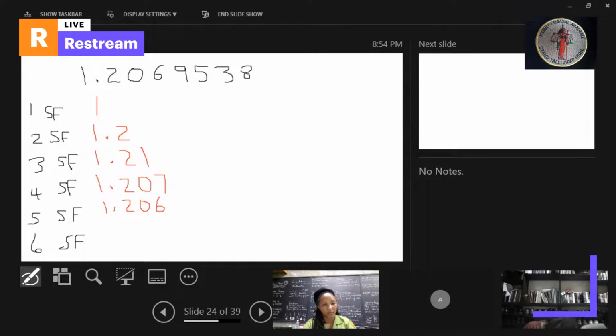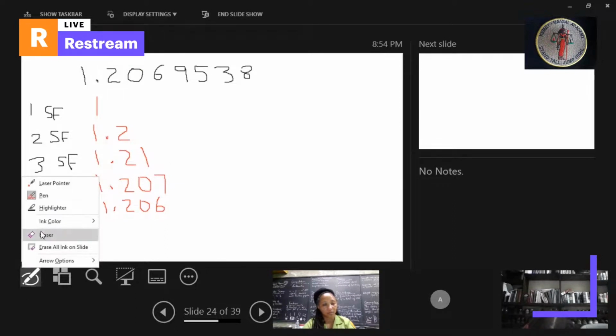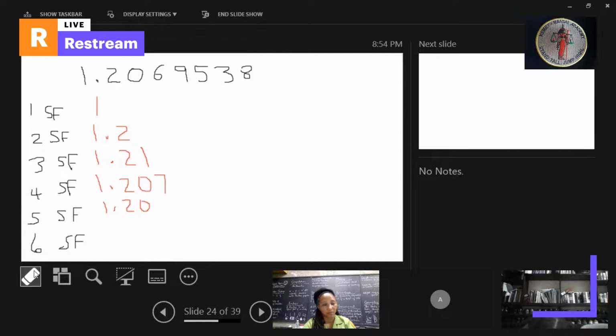Miss, we're going to erase the 6, because the number beside the 9 is 5, so we're going to add 1 to it, and that brings 10, and then we're going to add 1 more to the 6, and that's 7. So it's 2, 0, 7.